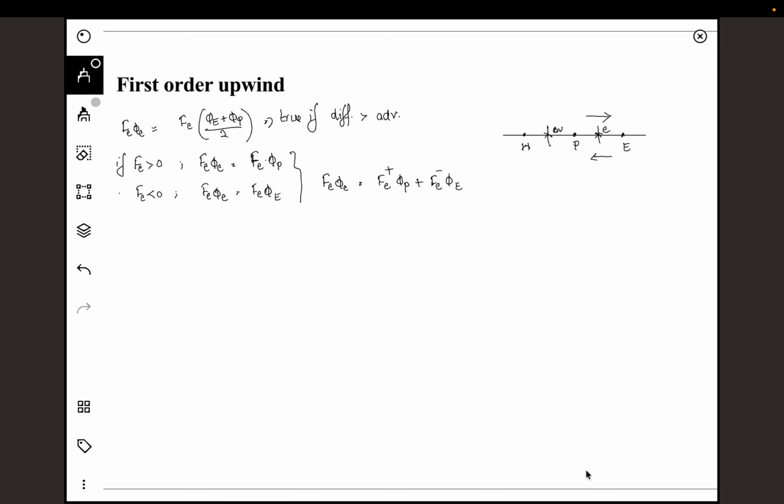Similarly, I can write the values on the west face. I'll have Fw plus and Fw minus terms. Fw plus is when the value at the west face is positive. If the flow is along this direction, I should be using the previous cell, which is phi W. And Fw minus is something like this, where I should be using phi P.